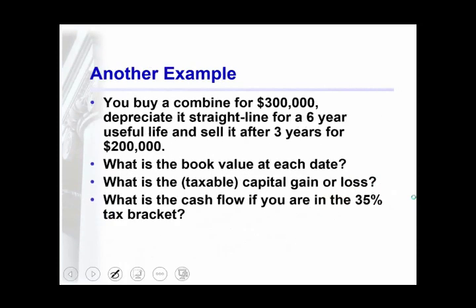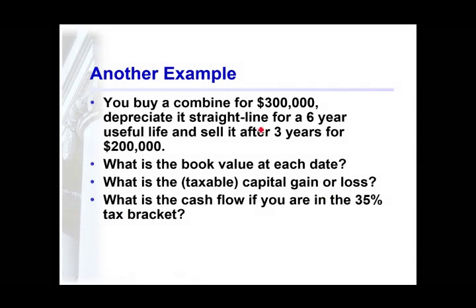So let's give you an example from the real world. This actually came when I was teaching in Newton, when a farmer who was in my class was thinking about buying a combine. So suppose that you're thinking about buying a combine for $300,000, depreciate it straight line over a 6-year useful life, but you think that you'll be able to sell it after 3 years for $200,000. What's the book value of the asset at every date? What's the taxable capital gain or loss at the end? What's the cash flow that you get?